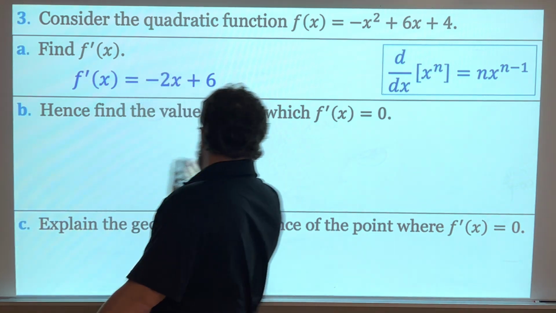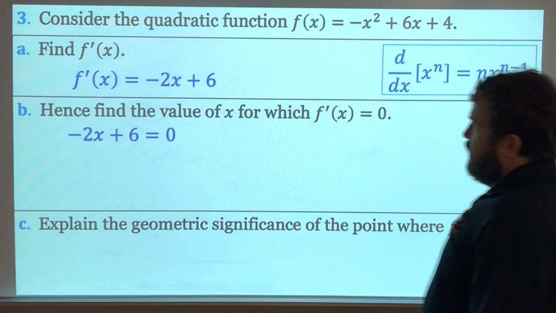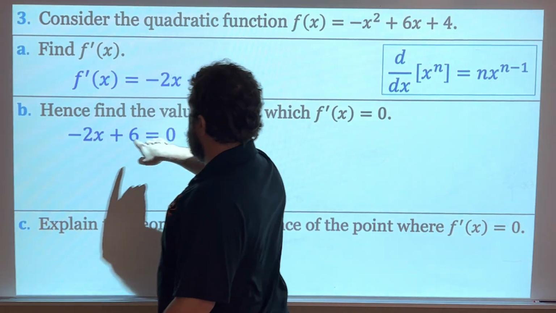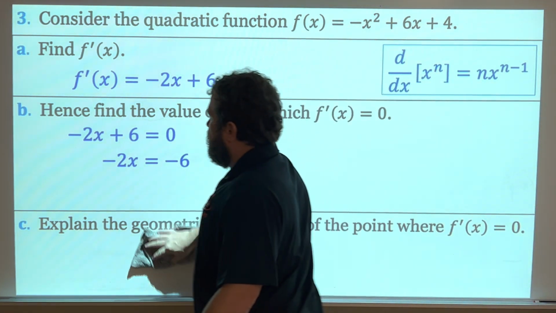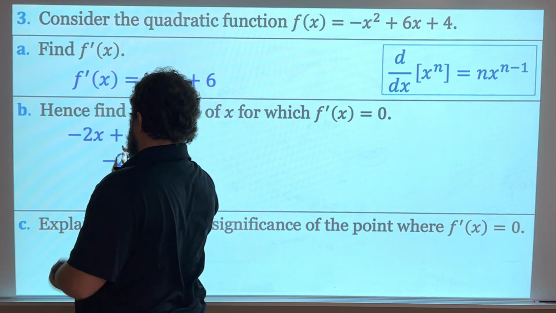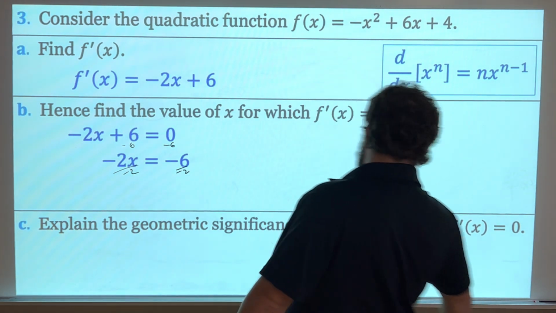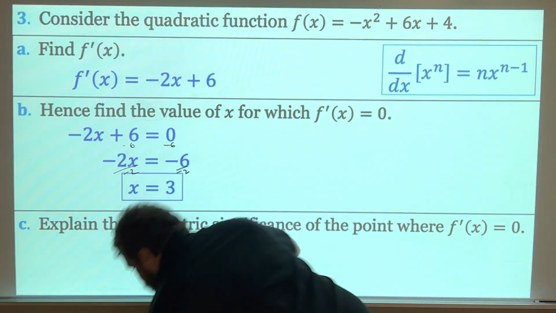I'm trying to get some of this stuff off the board. Set f prime of x equal to 0. Subtract 6 from both sides. Negative 2x equals negative 6. Then divide both sides by negative 2. Negative 6 divided by negative 2 is x equals 3. That's it. Pretty easy.